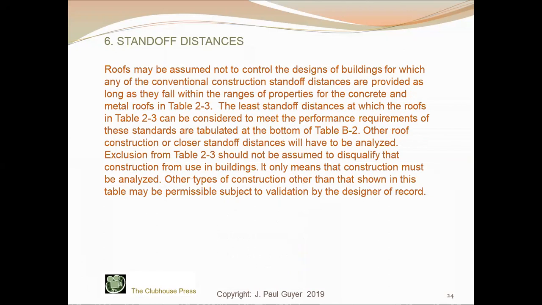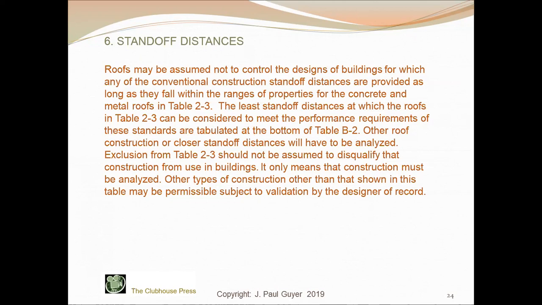Roofs may be assumed not to control the design of buildings for which any of the conventional construction standoff distances are provided, as long as they fall within the range of properties for the concrete and metal roofs in Table 2.3. The least standoff distances at which the roofs in Table 2.3 can be considered to meet the performance requirements of these standards are tabulated at the bottom of B2. Other roof construction or closer standoff distances have to be analyzed separately.